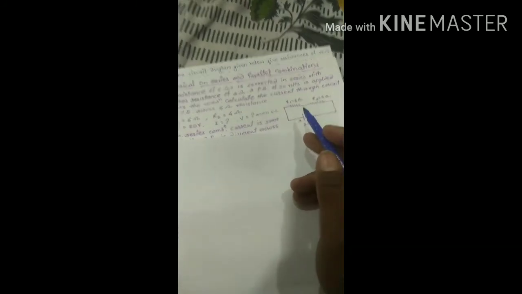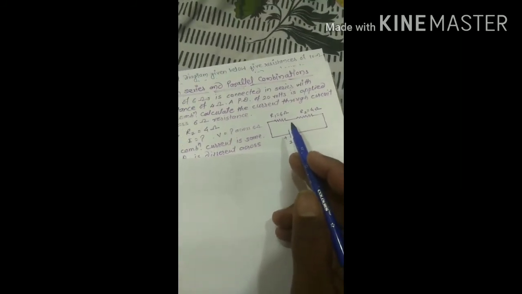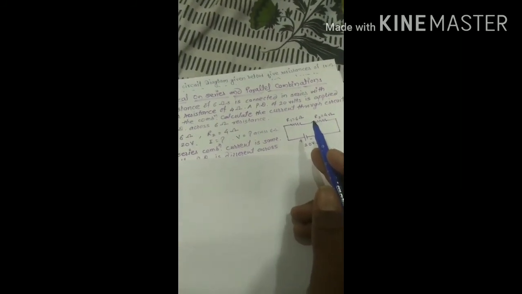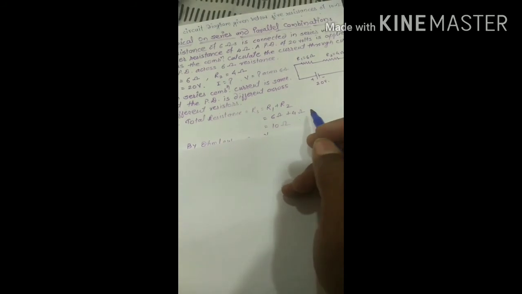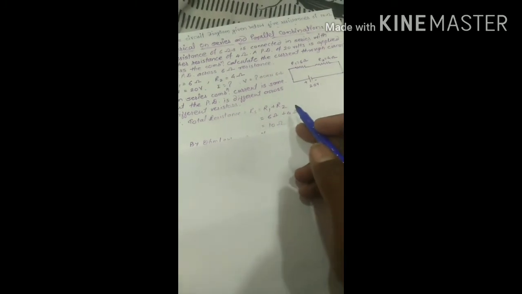So according to that, first they asked us to calculate the current. To find the current, first we have to find the total resistance of this circuit. So to find the total resistance in the circuit, what has to be done? It is in series combination. So what is the formula for series combination? Rs equals R1 plus R2. So substitute the values. Rs equals 6 ohm plus 4 ohm, so equals 10 ohm. So we got the total resistance in the circuit.